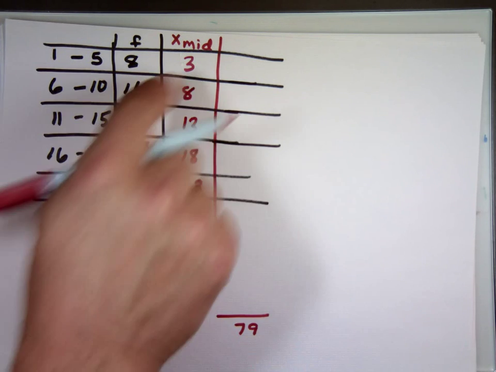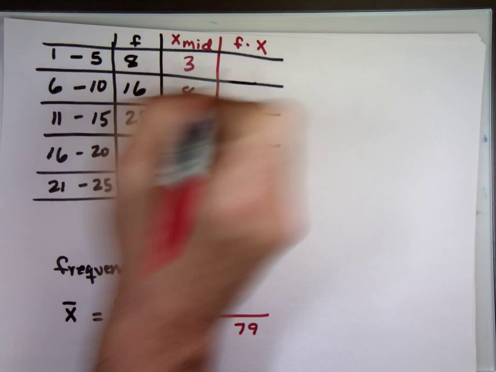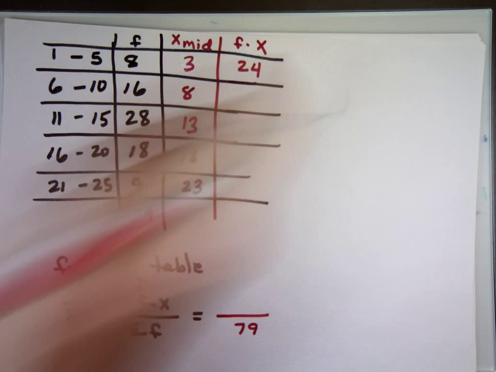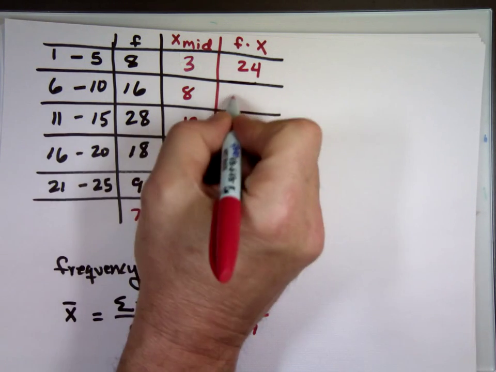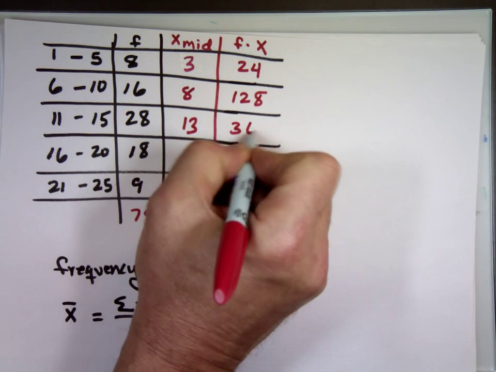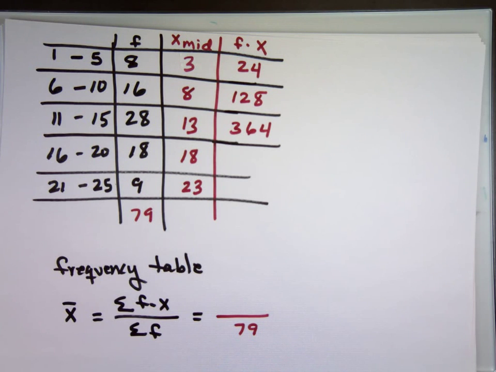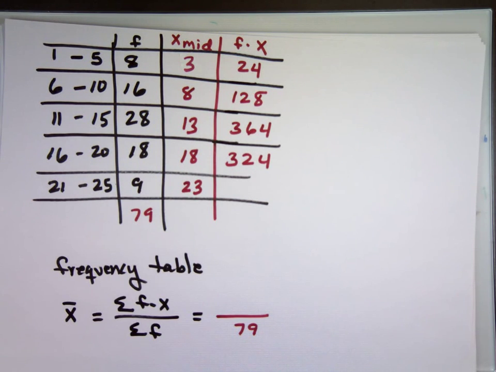So now I need f times x. 3 times 8, 24. 8 times 16, 128. 13 times 28, 364. 18 times 18, 324. And 23 times 9, 207. And now I've got to add them.